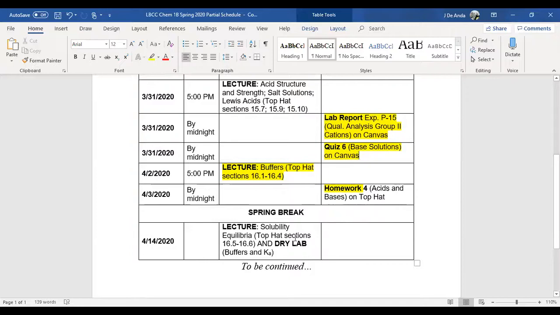Okay, when we come back from spring break, right now the program is we will try to continue with chapter 16 of Top Hat, and I'm going to have a dry lab session that night. So please plan on that being a longer session. We'll have lecture, then a break, and then an actual short lab session to cover some of the dry lab that I'm going to post. Okay, let me come back here. Let me see if there are any questions here.